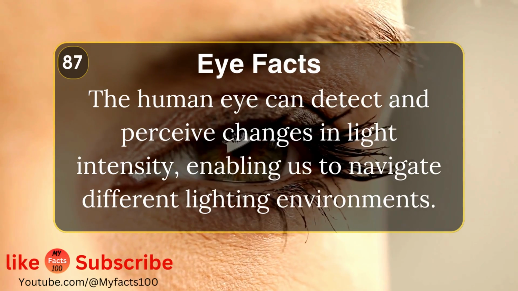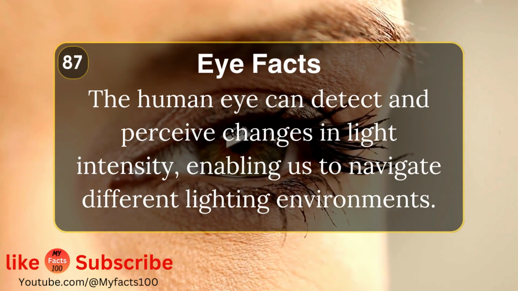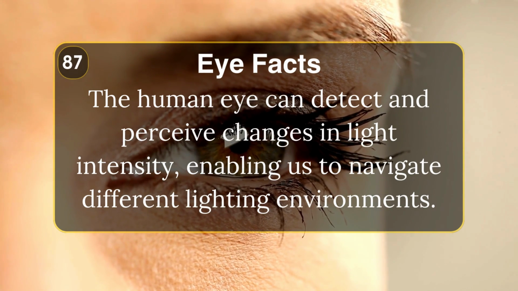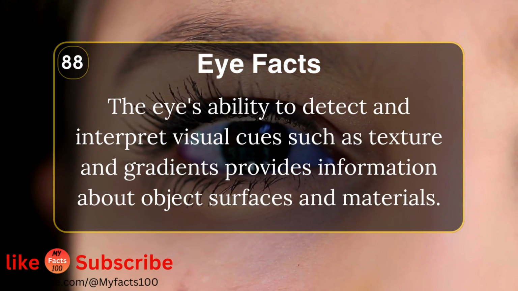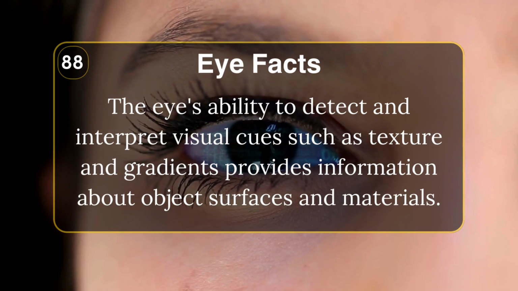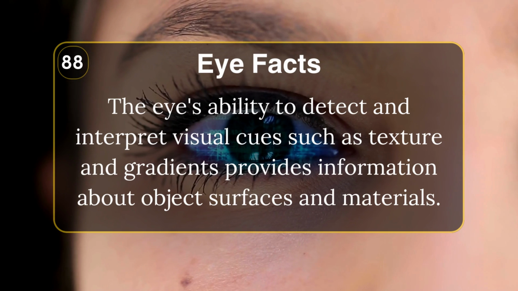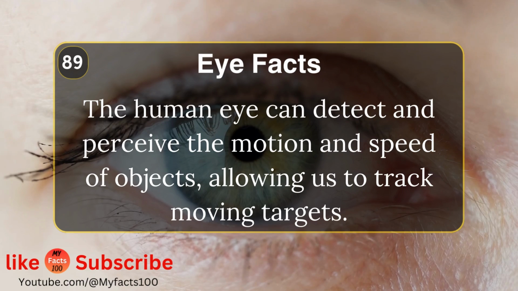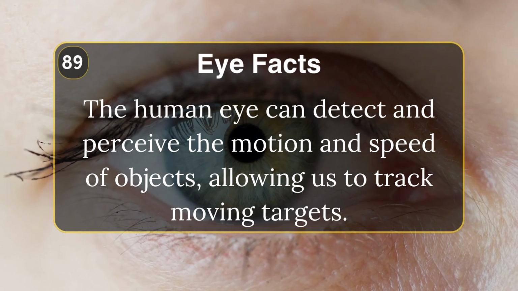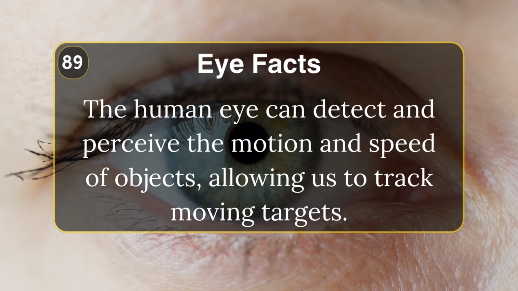The human eye can detect and perceive changes in light intensity, enabling us to navigate different lighting environments. The eye's ability to detect and interpret visual cues such as texture and gradients provides information about object surfaces and materials. The human eye can detect and perceive the motion and speed of objects, allowing us to track moving targets.